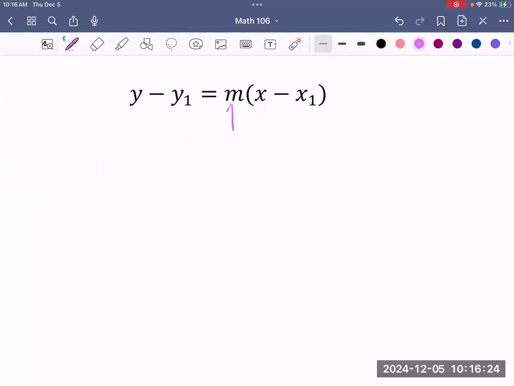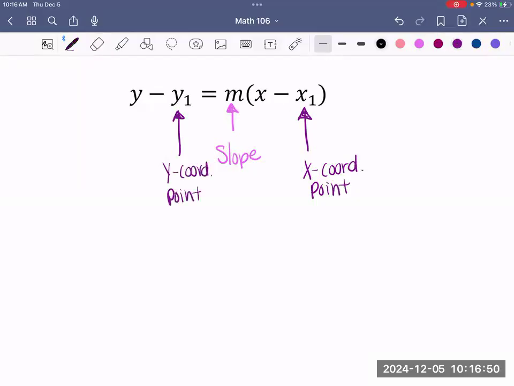Well, here is your slope. m is still m. And we got a lot of x's and y's in place. We have this point here, y1 and x1. This is going to be your point. This is your x coordinate of the point. And this is your y coordinate of the point. So therefore we have your point x1, y1.